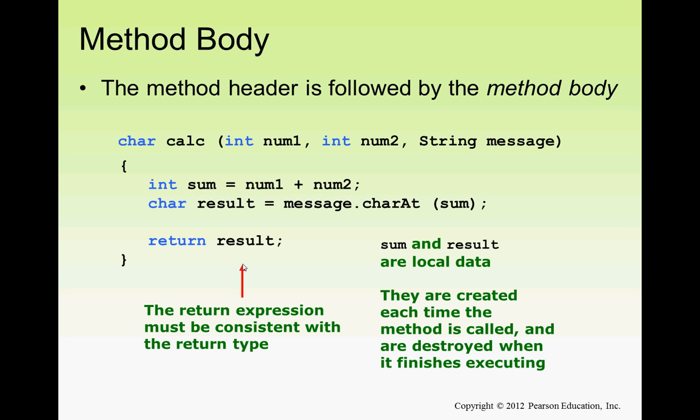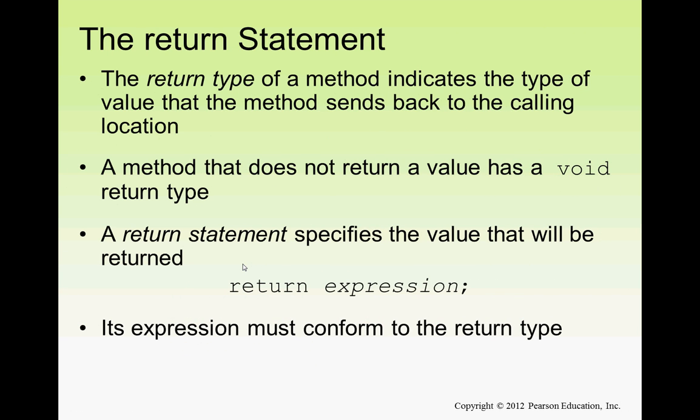The return expression has to be consistent with the return type. Okay, your return type is specified in the method header. It can be a class name, it can be a reserved word. If the method does not return any value, void is used as a return type. Your return statement will specify the value that is returned. So here you have the return statement, and then you have the word expression, which is what is going to be returned. Is it a string? Is it void? Whatever. But it must conform to the return type.